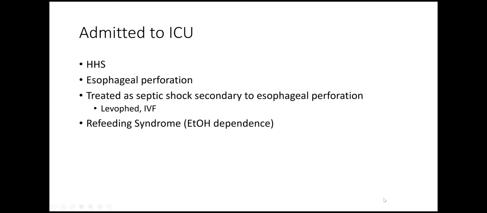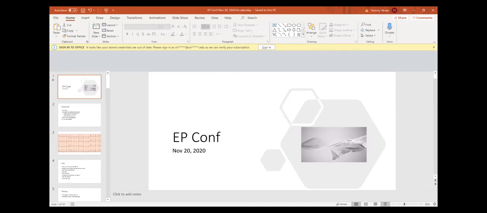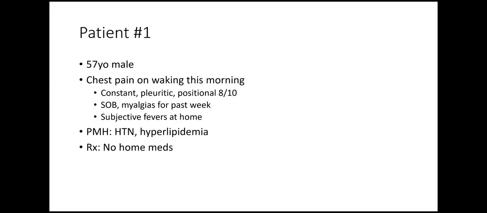So this is actually the collection from this week. One of our fellows did these cases. A 57-year-old coming with chest pain. And I let you read the whole thing about the chest pain. Pleuritic, positional, myalgias, patient with hypertension, hyperlipidemia. And this is the initial EKG.